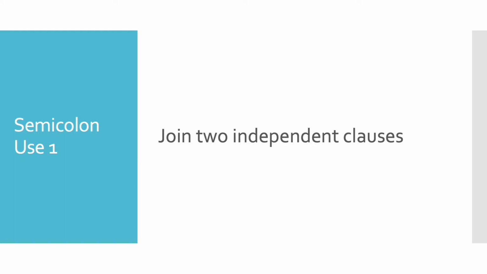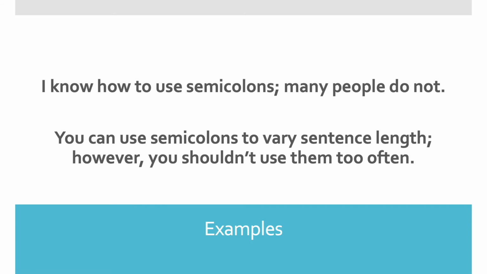In case you need a refresher, independent clauses have a subject and a predicate and can stand alone as a sentence. Let's look at some examples. In the top sentence, two independent clauses on a similar topic are being combined. In the bottom sentence, the second clause is expanding on the first.